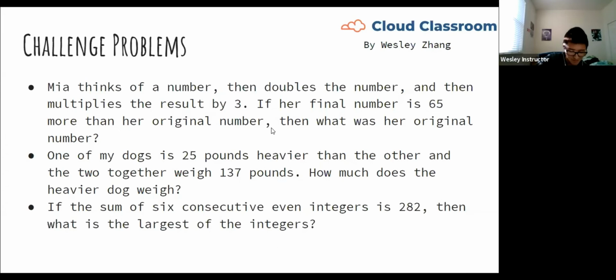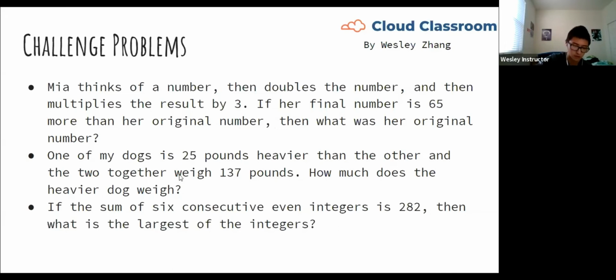So, all right, so we have an equation. So one of my dogs is 25 pounds heavier, so 25 plus than the other. And the two together weigh 137 pounds. Okay, so sorry. All right, so let's pick a variable. So W for pounds, I guess. So then we have 25 plus W, and then we have W. So W for the lighter dog, and 25 plus W for the heavier dog.